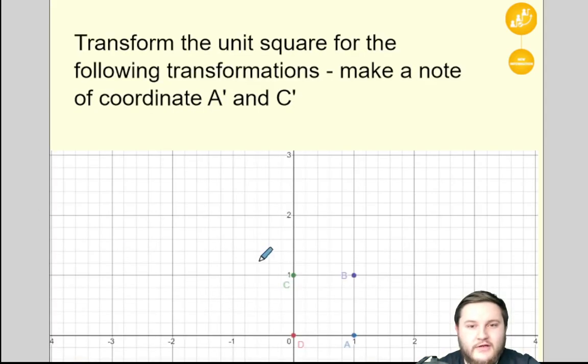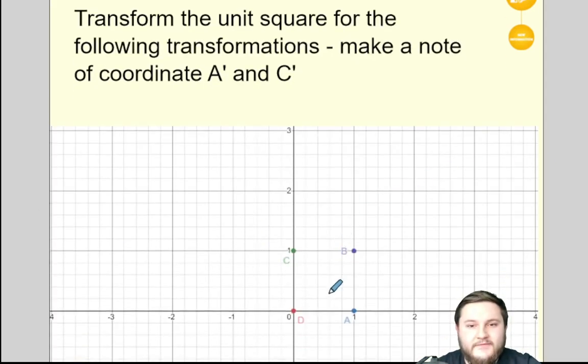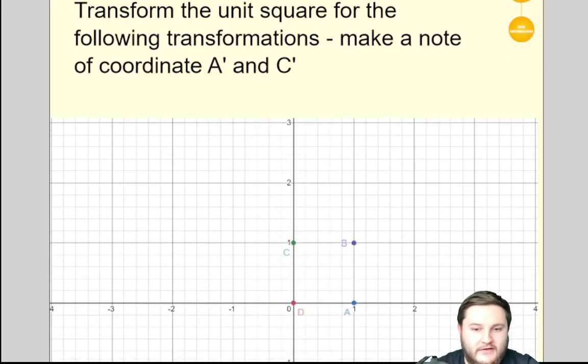So let me show you. So this is the unit square. So we've got A, B, C, D, and I've coloured in. I don't know if you can see it in the clarity, but I have coloured these dots. So this one's like a red, orange colour. This one's green, purple, and blue. So these are different colours, and those colours are going to help us understand different transformations in a second.